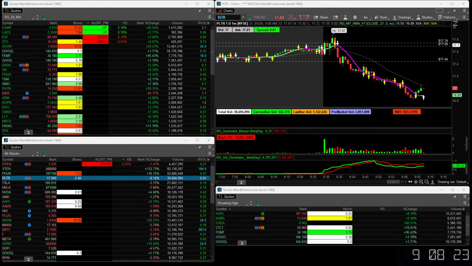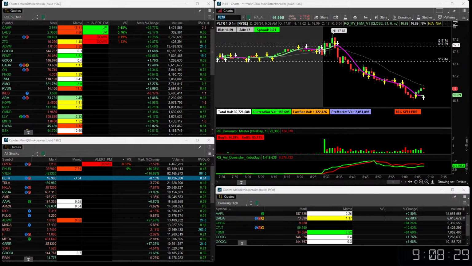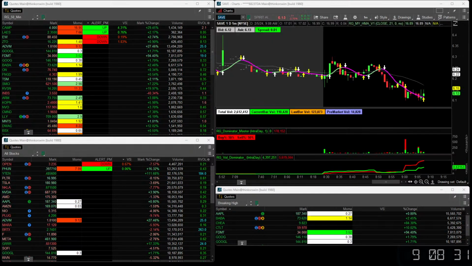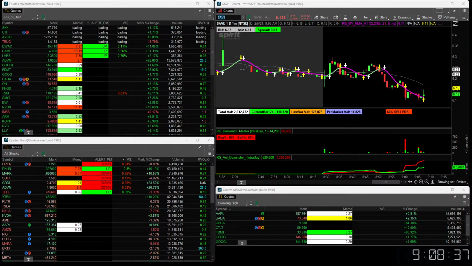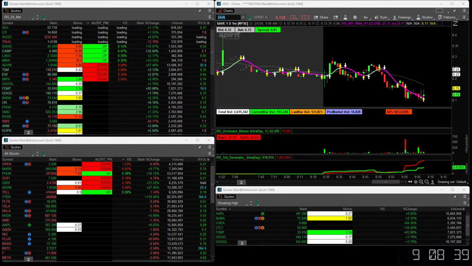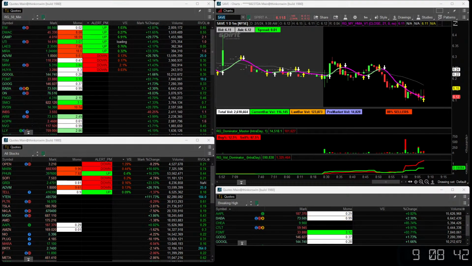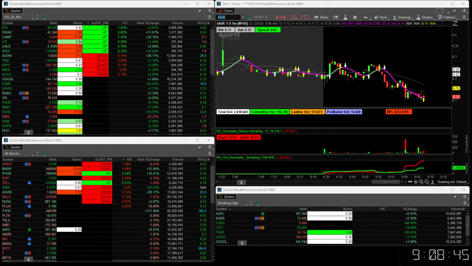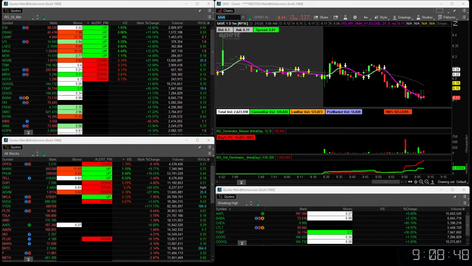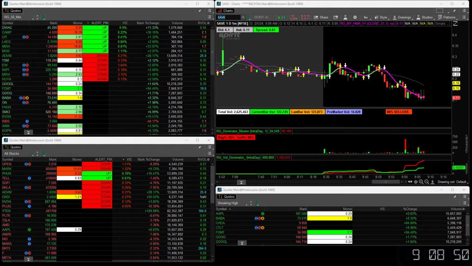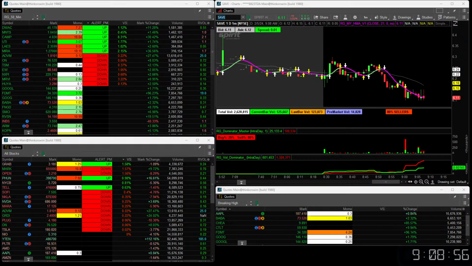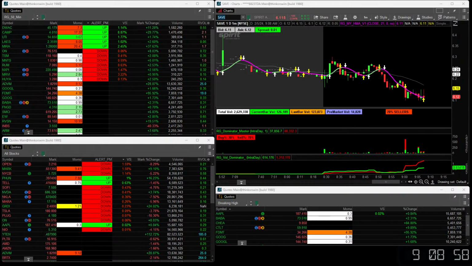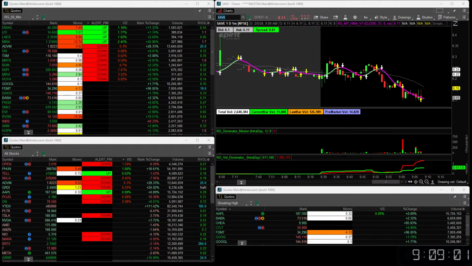Possible bottom play on PLTR. It's a long way to 20 cents, though. See, Save is trying to bounce up. Save is kind of a bad news company as well. Got to be careful. The SPY's falling really hard. CAMP.